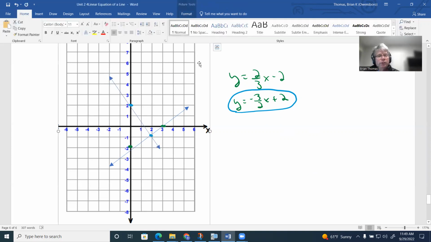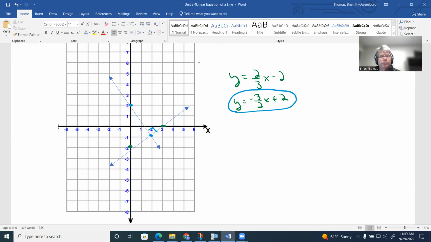so when two lines intersect and form a right angle, these lines are said to be perpendicular. So this line 1 and this line 2 are going to be perpendicular. And notice that their slopes are really close, but not quite.